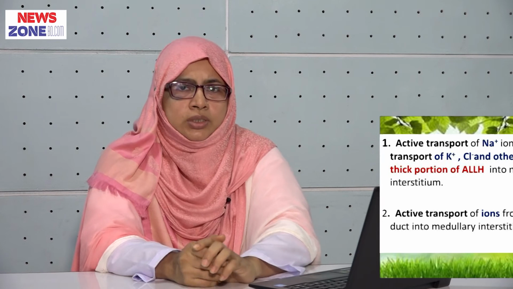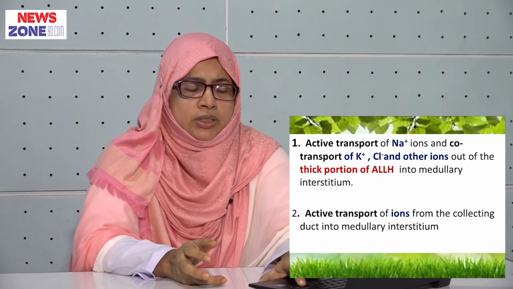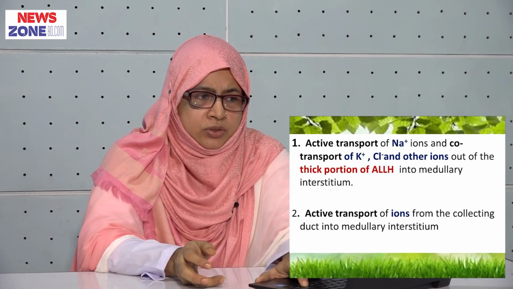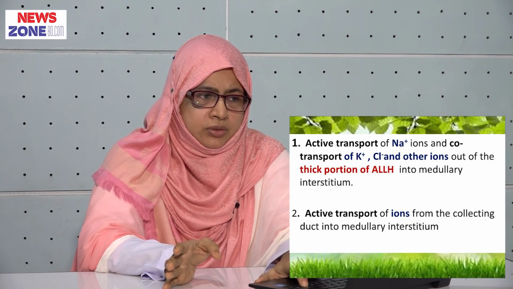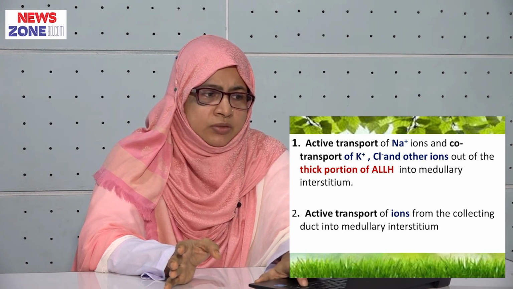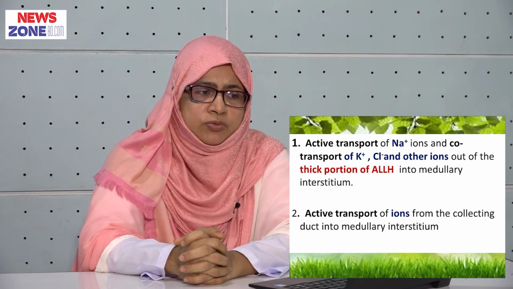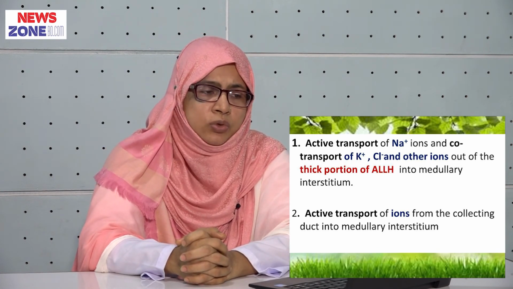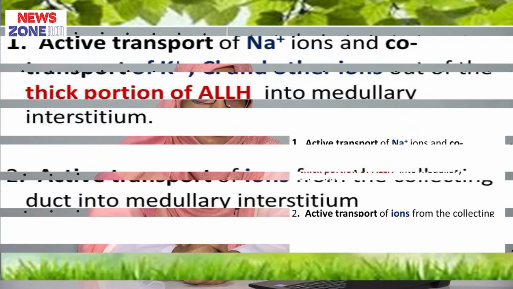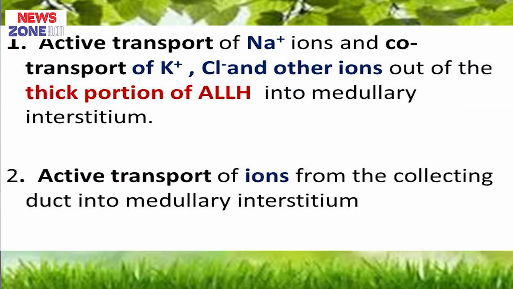Now, these are all about how renal medullary interstitial hyperosmolarity is generated. So, we have to remember 4 factors for formation of renal medullary hyperosmolarity. Number 1, active transport of sodium ion and co-transport of potassium, chloride and other ions out of the thick ascending limb of the loop of Henle into the medullary interstitium. This is the first, because the active transporter is present in the ascending limb. This is the active transporter that pumps solute from the renal tubule to the interstitium.